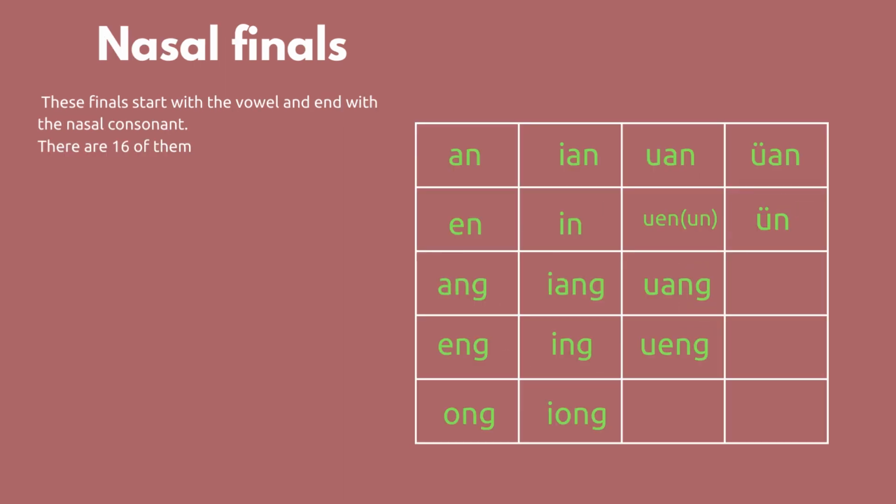And the last group is called nasal finals, which means these finals start with a vowel and end with a nasal consonant. There are 16 of them.